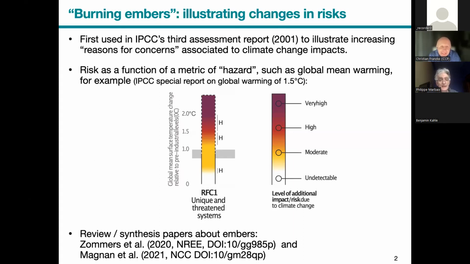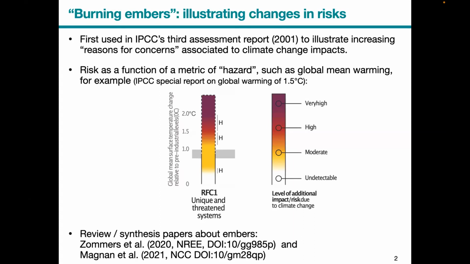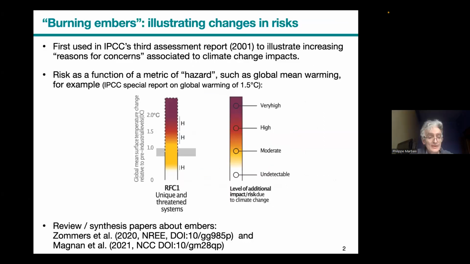The burning embers are illustrating risk with a set of colors which have well-defined definitions, which I cannot explore here, but which are described in review papers about these embers, of which the references are at the bottom of this slide. And the aim is to illustrate how risk increases with some metric of hazard, which is in general global mean surface temperature.